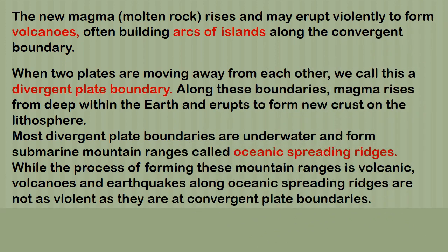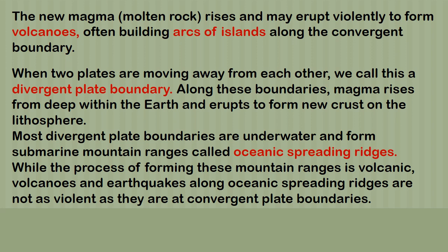So next, the new magma. Molten rock rises and may erupt violently to form volcanoes, often building arcs of islands along the convergent boundary. Arcs of islands only form in the deep oceans. And why do they get formed? Because of the convergent boundaries, and there is a formation of trenches. They are also formed near the seashores.